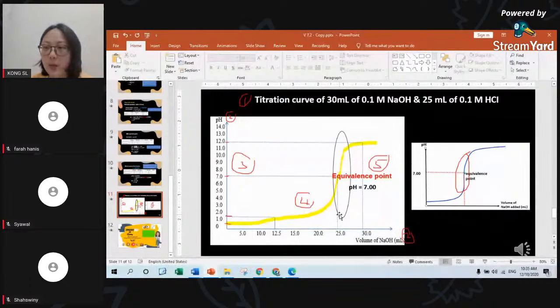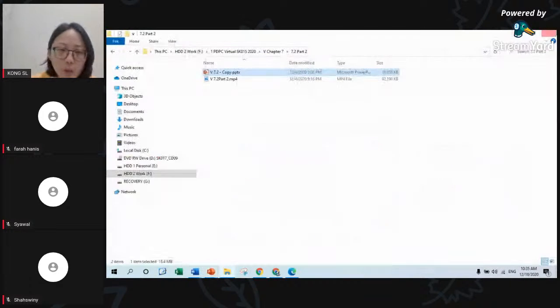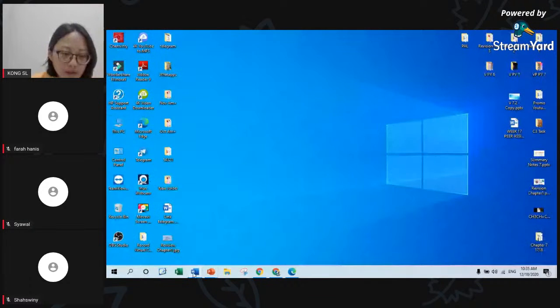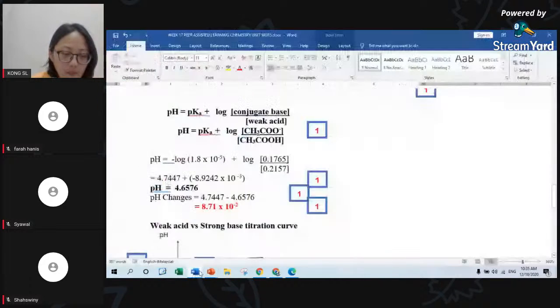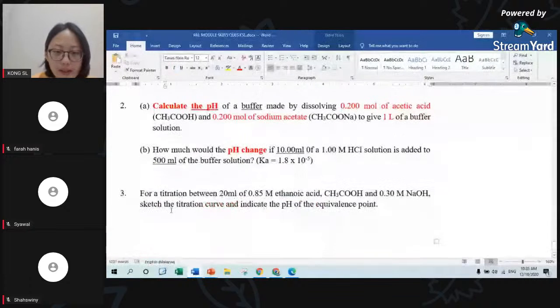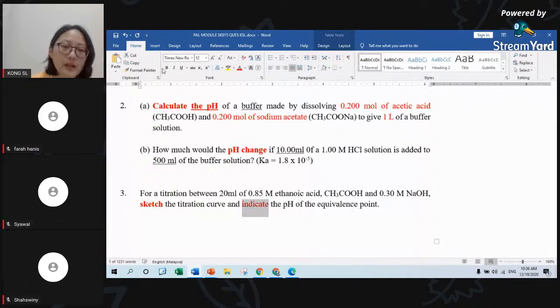Okay, now we go back to the last question. For a titration between, this is ethanoic acid. So this is strong base, weak acid. That's why the question just asks you to sketch the titration curve. So the keywords are sketch titration curve and then indicate the pH at equivalent point. Simple question. Because it's strong base, weak acid, the equivalent point is sure to be larger than 7.